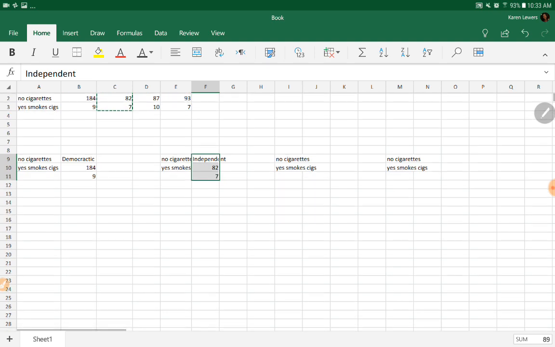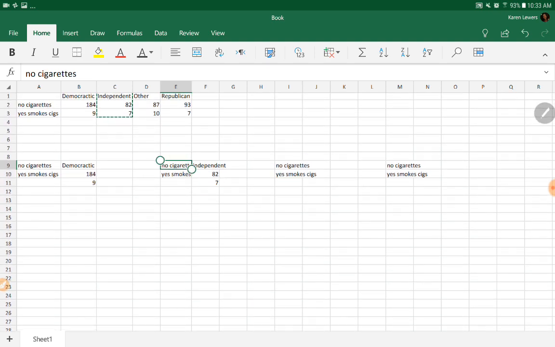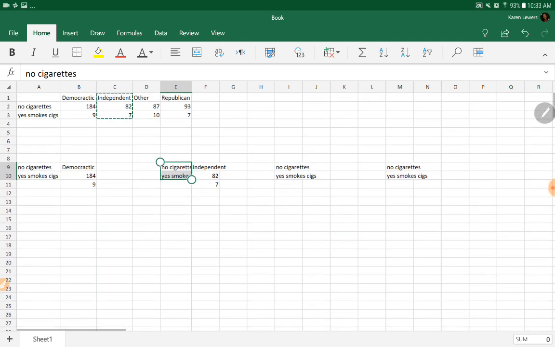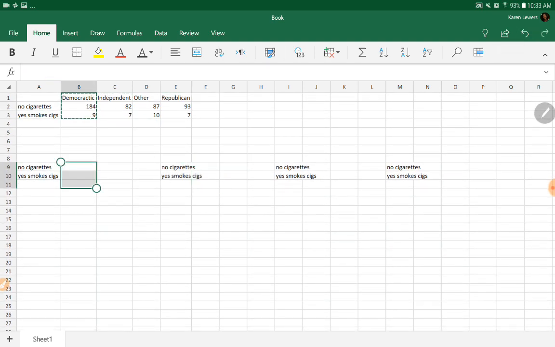Oh dear. That didn't work out very well. Those didn't get lined up quite right. So this Democratic one, I actually want to paste it right here so that, let's see, my numbers line up. So the no cigarettes is 184, yes cigarettes is 9.